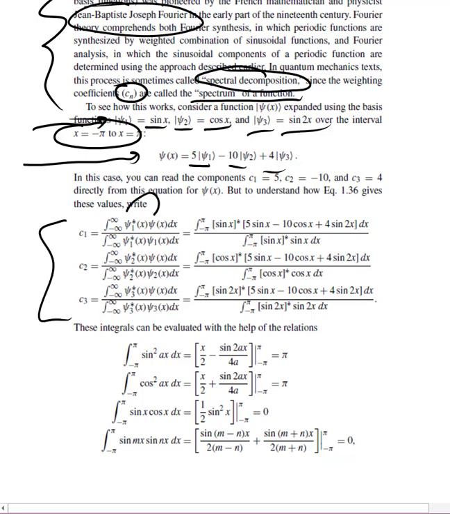First we project psi onto psi 1. Here's psi with its 5 sine, minus 10 cosine, and 4 sine 2x. Here's the first basis function, sine x. We make that integral over the range we're talking about, which is minus pi to pi. And don't forget to divide by the square magnitude of that first basis function, which is sine x. There's that division. Same thing for c2 and c3.